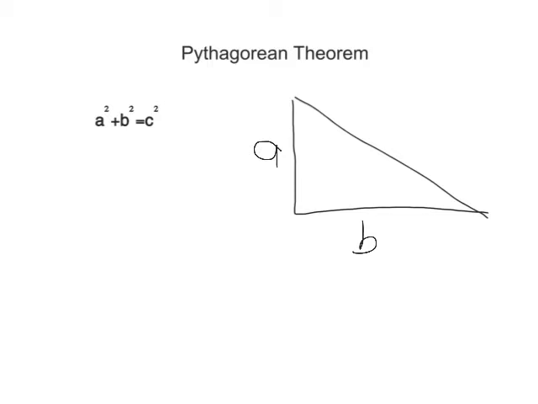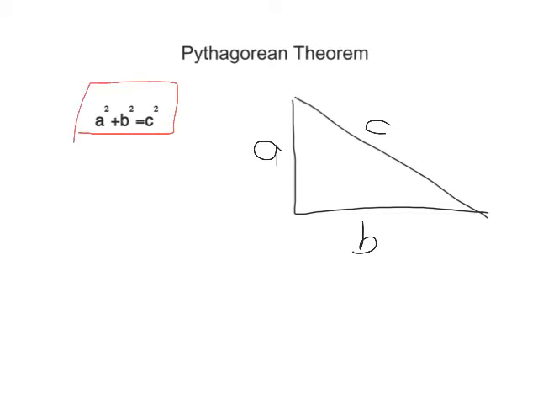And then the hypotenuse of the triangle is the longest side that meets the ends of the two legs. We're going to let it be C. The longest side is called the hypotenuse, and the other two sides are called legs, okay? And the relationship between the lengths of those three sides is given here by a squared plus b squared is equal to c squared. Okay, that's how they relate to each other.